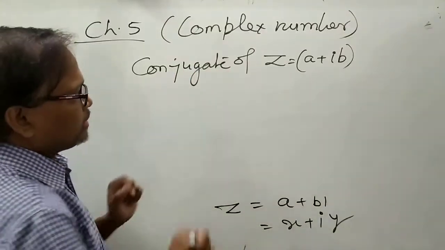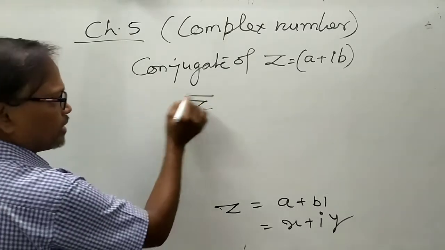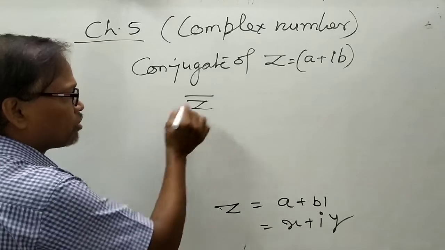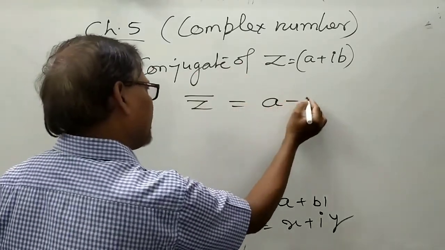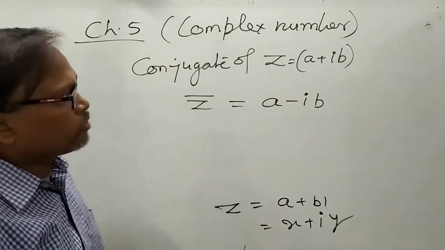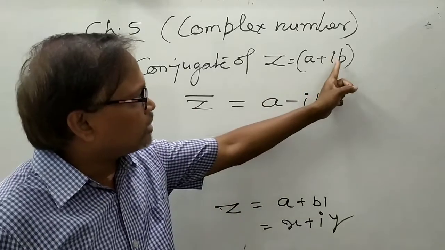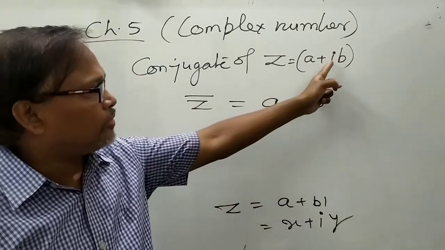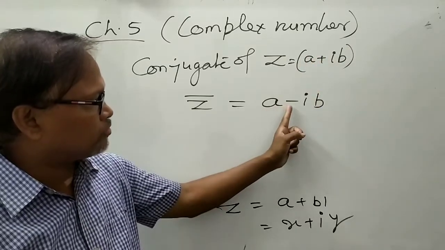Conjugate of z is represented by z bar. इसको z के ऊपर ये लगा दिया जाता है. This is called conjugate of z. And this is equal to a minus ib. इसका what do you understand? Only change the sign of the imaginary value. अब ये ib है, ये imaginary value है, इसका साइन प्लस है तो यहाँ माइनस हो गया.